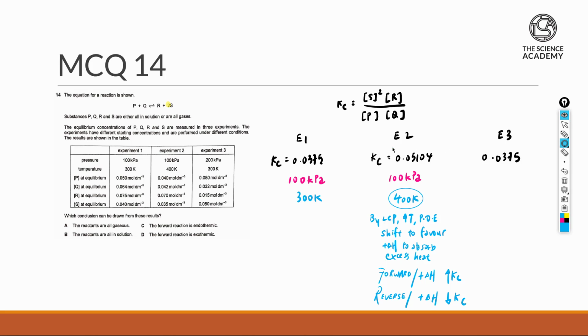So you can see in the comparison over here that at 400 Kelvin with this elevated temperature, the Kc actually increases to 0.05104 from the value of 0.0375. So this indicated that it was the forward reaction that was the endothermic reaction that we're looking for, and the reverse reaction is actually going to be exothermic. So again, just putting to the front, this is an endothermic reaction. So this aligns with what we want for our answer of C to suggest that the forward reaction is considered to be endothermic.